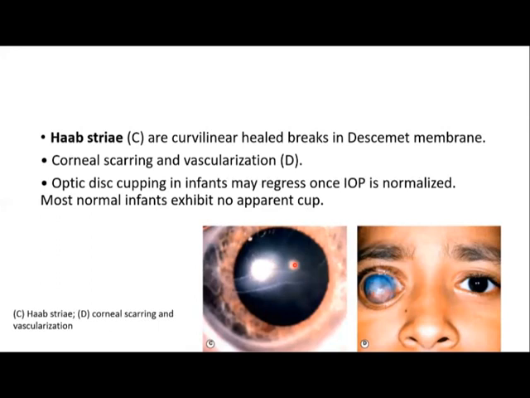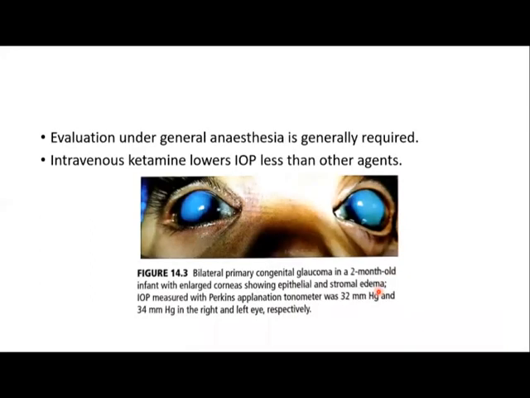Optic disc cupping in infants will be there, but it can regress once IOP is normalized. Once treatment starts, it can regress. Most normal infants exhibit no apparent cupping. In this picture, we can see Haab striae, and then vascularization and corneal scarring also we can see in this picture.